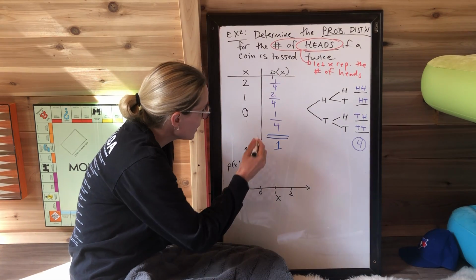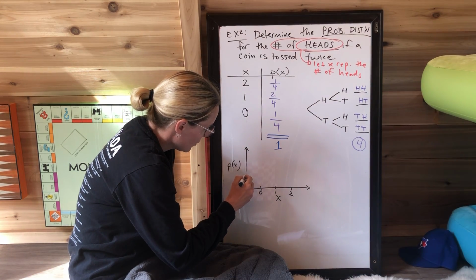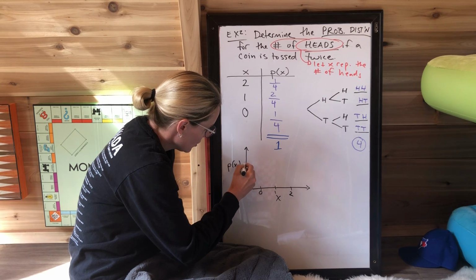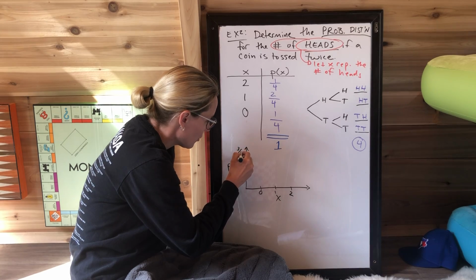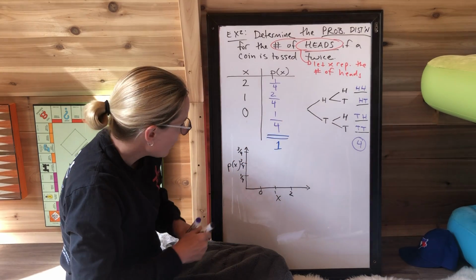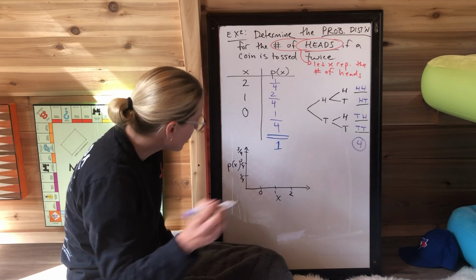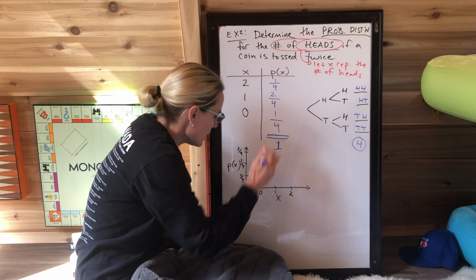What are our probabilities? We could have 1 quarter. We could have 2 quarters. You can write 3 quarters here if you want, but we're not going to get up that high. And then you simply put a dot. What is the probability of getting 0 heads? 1 out of 4.